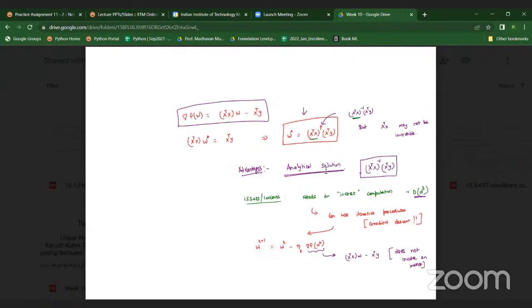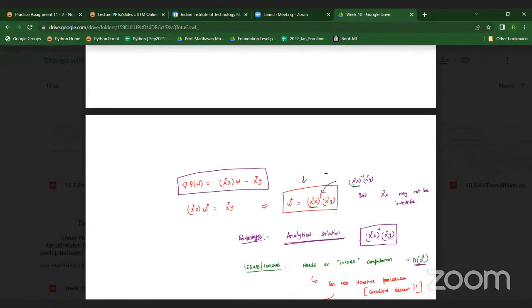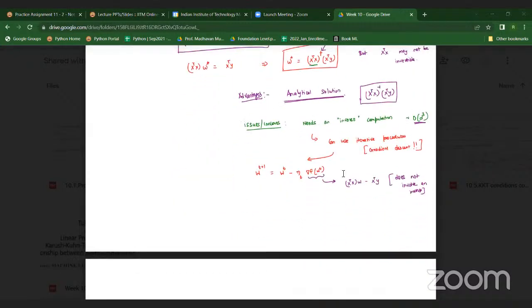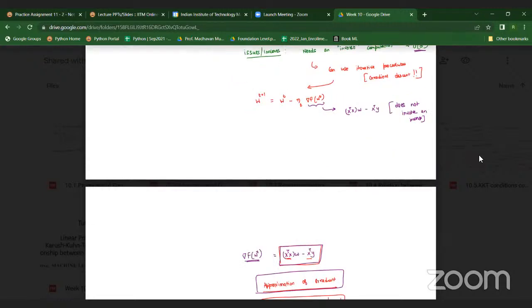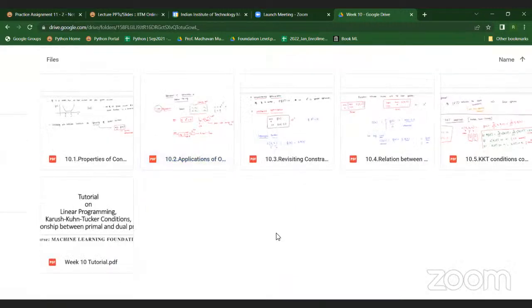Using this gradient descent method, we won't be asking you to solve for the analytical solution, because finding the inverse is not going to be easy. We'll just be asking you for the t plus 1 iteration. Given a W vector, we will ask you to find the next W vector from that. Given W1, we will ask you to find W2. Is this clear? Yes, sir.